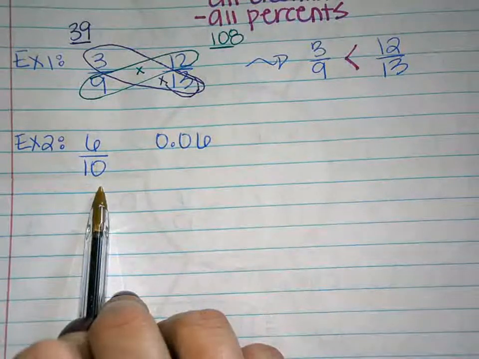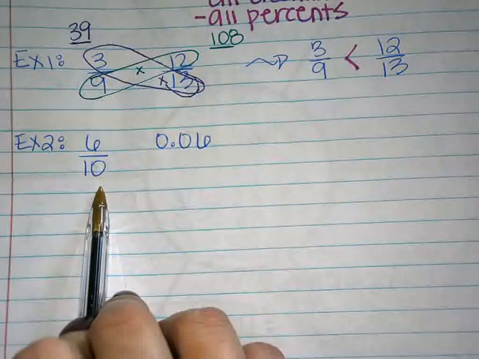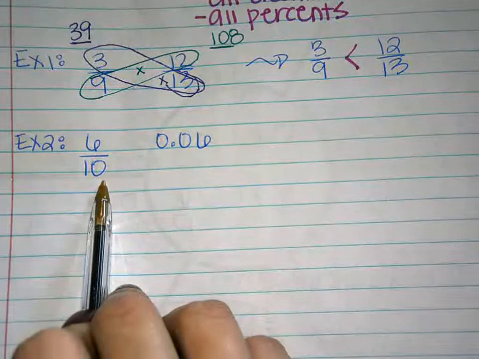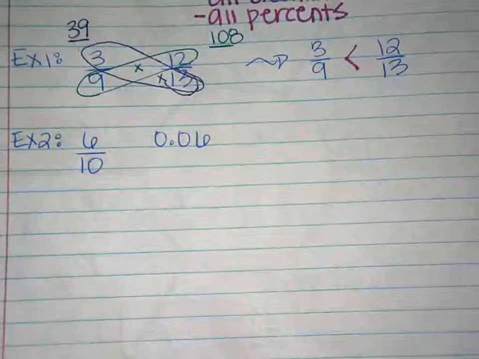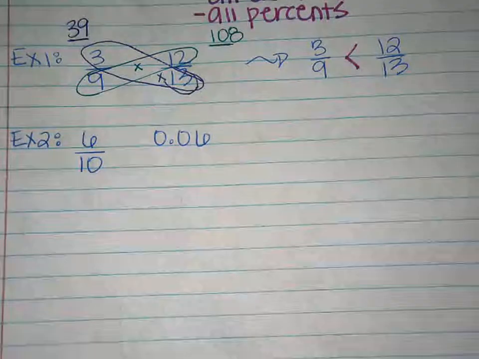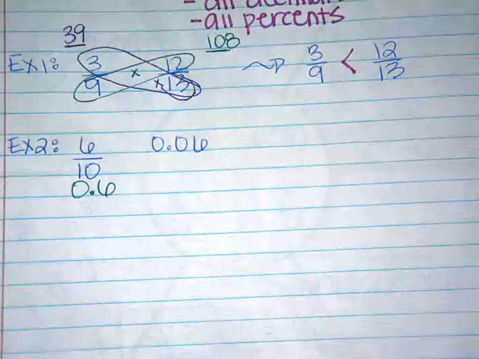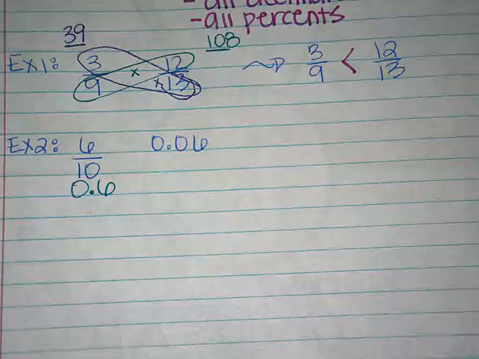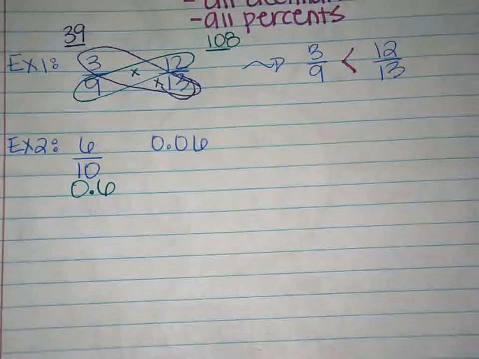Everyone say it out loud for me, please. 6/10. So you write 6/10. So how do I write that? I write 0.6. Get in that habit of putting that 0 in front.